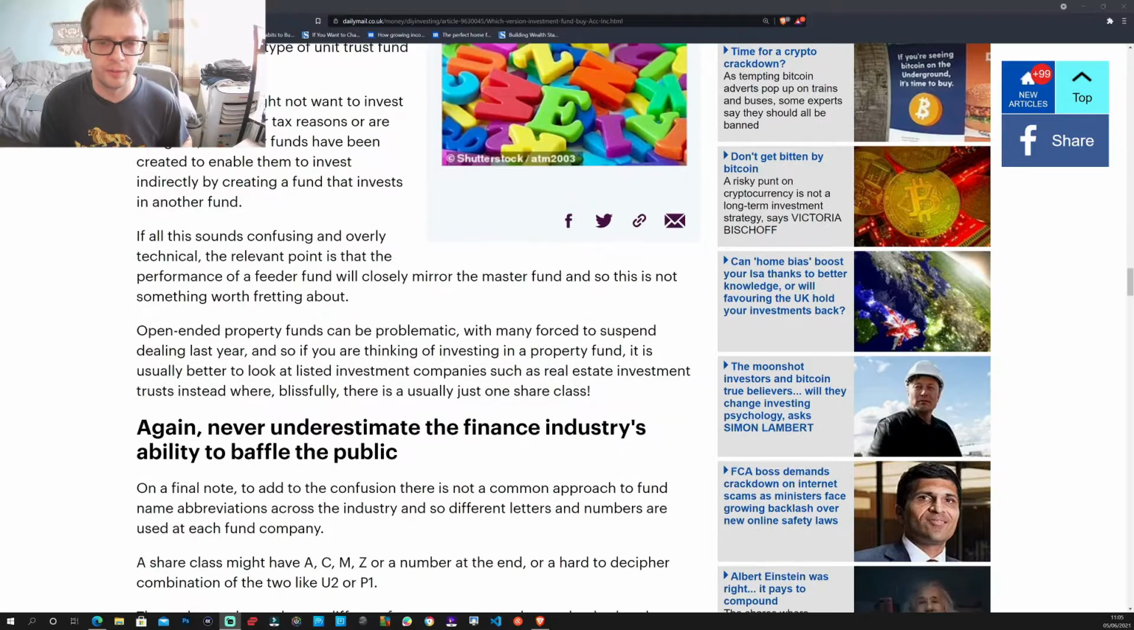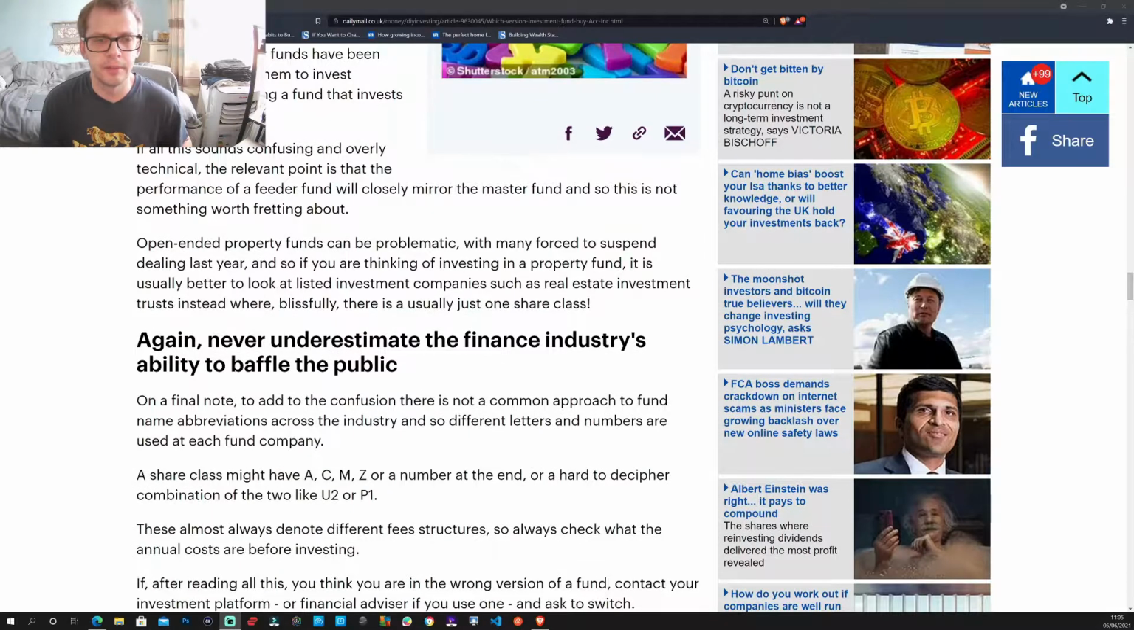If all this sounds confusing and overly technical, the relevant point is the performance of the feeder fund will closely mirror the master fund, and so this is not something worth fretting about.